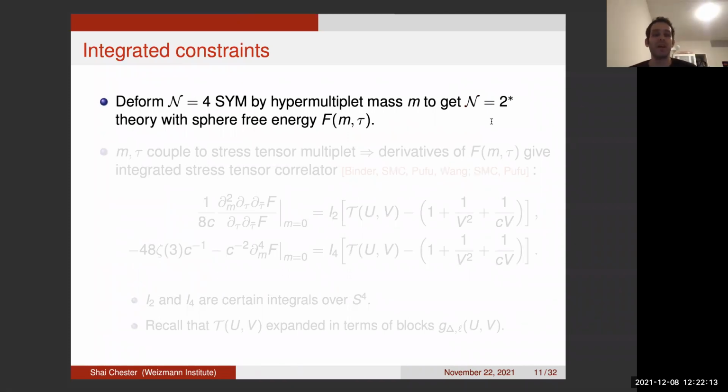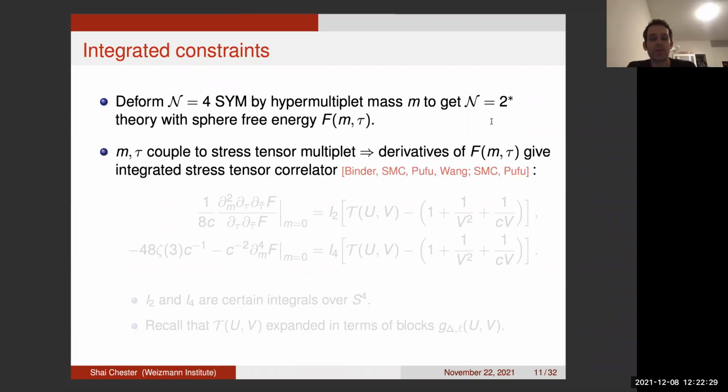So now let's move on to the integrated constraints. We can deform N=4 super-Yang-Mills by a hypermultiplet mass m to get the N=2* theory, as it's called, with sphere free energy F depending on the mass and tau. Both the mass and tau couple to operators in the stress tensor multiplet: in particular, tau couples to the Lagrangian, and mass couples to various scalar operators.